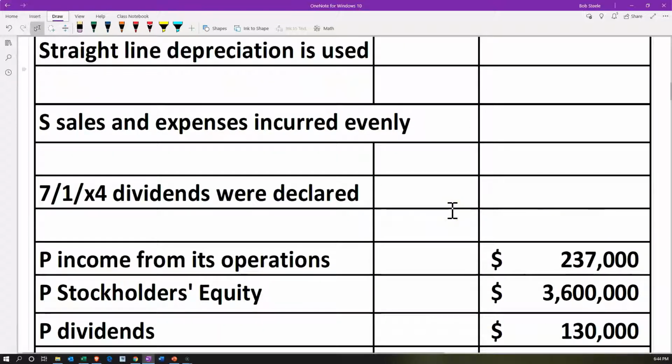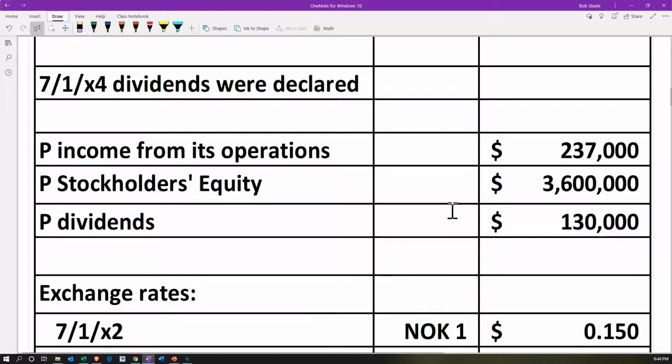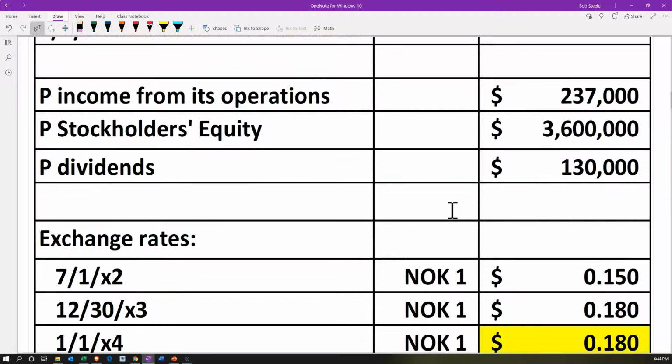S's sales and expenses are incurred evenly throughout the year. So the assumption is that the sales and expenses are incurred evenly. On 7/1/X4, dividends were declared. So 7/1/X4, that's when the dividends are going to be declared.